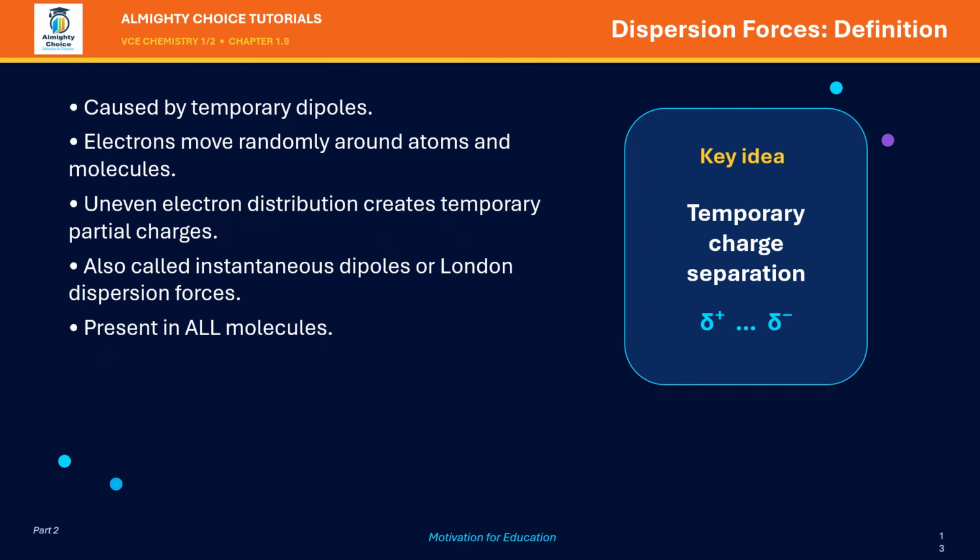Dispersion forces are caused by temporary dipoles. Electrons move randomly around the atoms and molecules, and sometimes the electron distribution becomes uneven for a moment. This creates a temporary positive site and a temporary negative site. These are also called instantaneous dipoles or London dispersion forces, and they are present in all molecules.